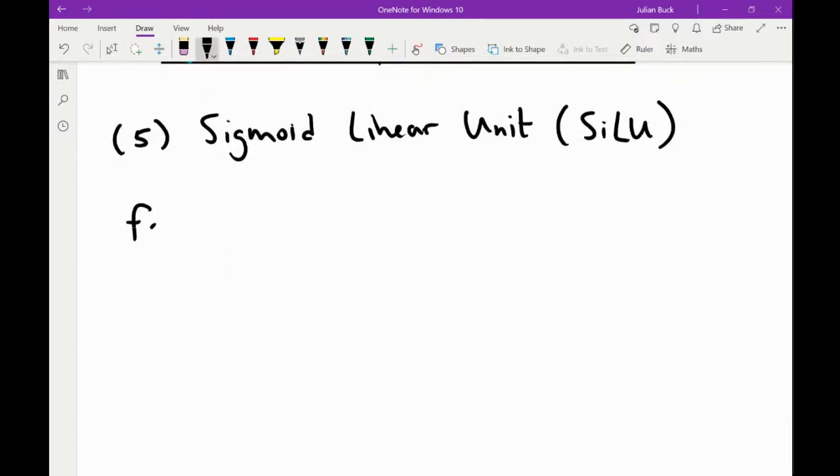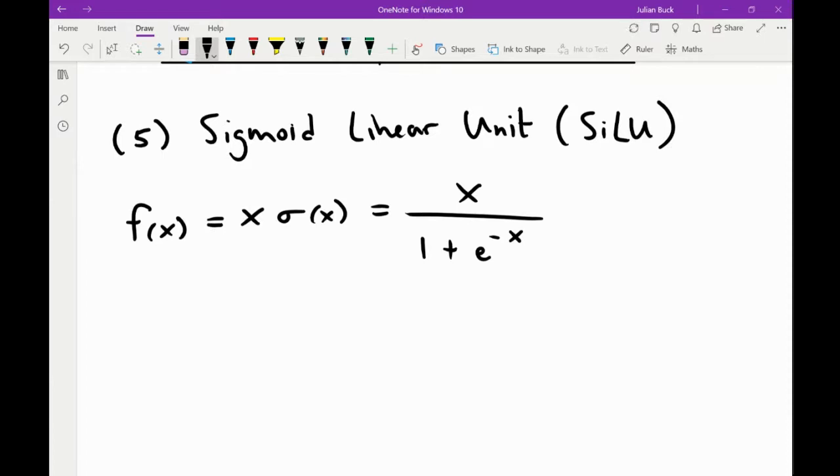Okay. So the sigmoid linear unit is defined by f of x equals x times sigma of x. So you take the sigmoid function and multiply it by x. And what that looks like explicitly is x over 1 plus e to the negative x. Okay, so we can use the observations we just made about the sigmoid function to understand how this function f of x, the sigmoid linear unit, is behaving.